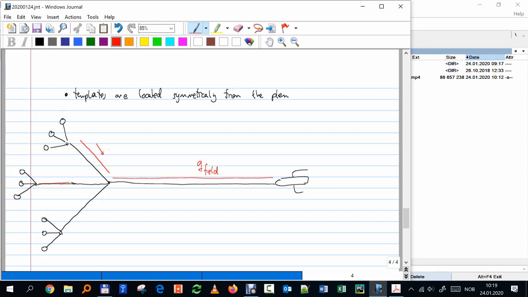And here the Q will be Q of the template, which is Q of the field divided by the number of templates. And then I can go just to one well. I don't have to study each well in the system. So here I have the Q of the well, which is the Q of the field divided by the number of templates times the number of wells per template.